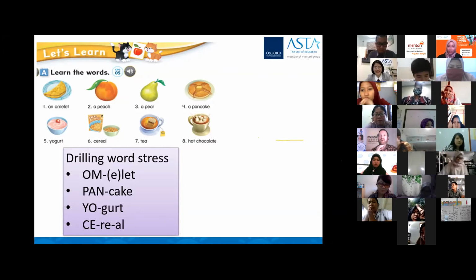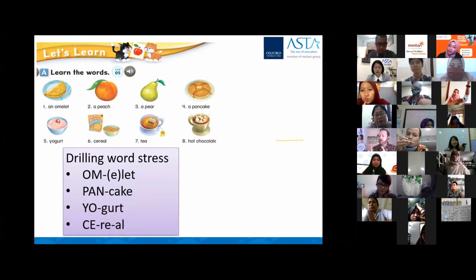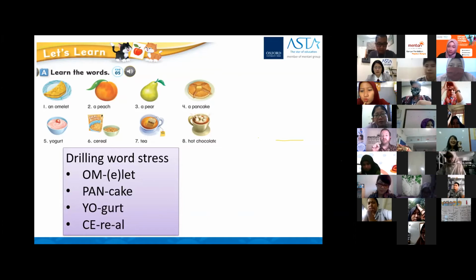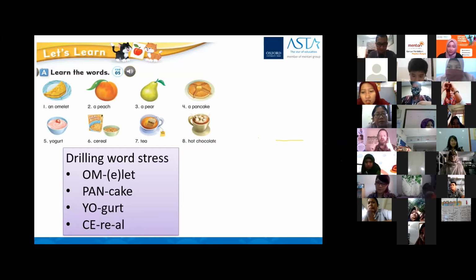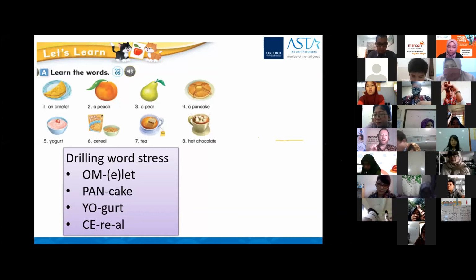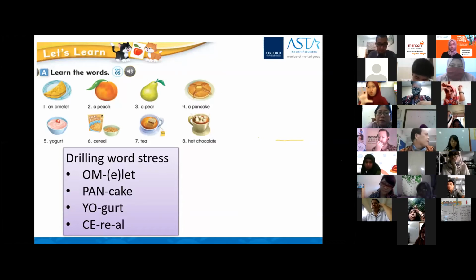Cereal. So I think especially when sometimes Indonesian has the same word as English, sometimes the word stress is different. Like for example, pencil. In English we say pencil, but in Indonesian it's pencil. So often when there's an English word that's used in Indonesian, the word stress is different. Hotel in English, hotel. In Bahasa, hotel. So word stress is really quite useful, and you can do it with your hand, or you can show it on the screen.